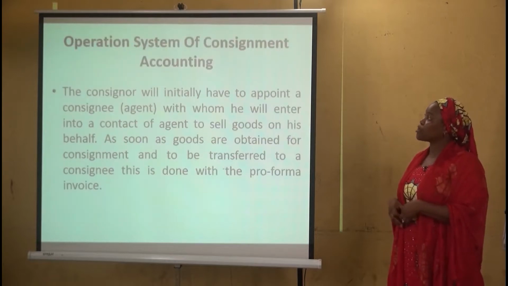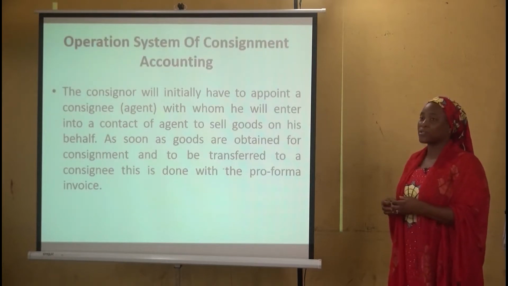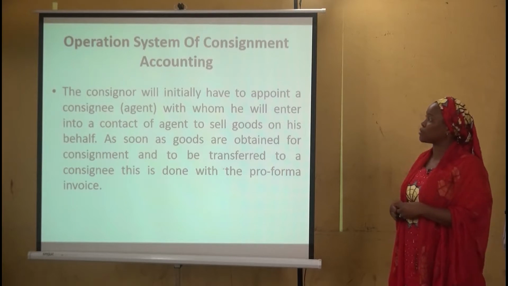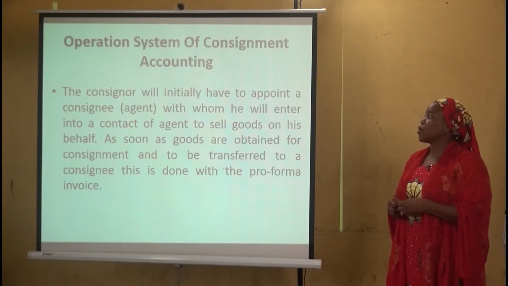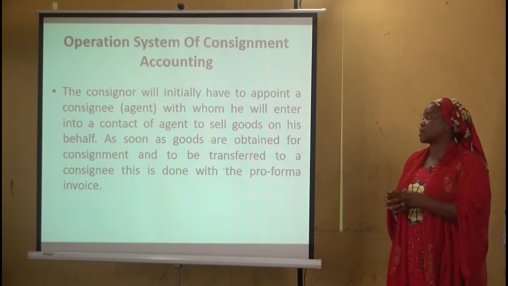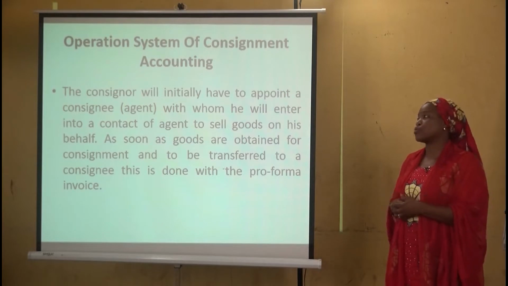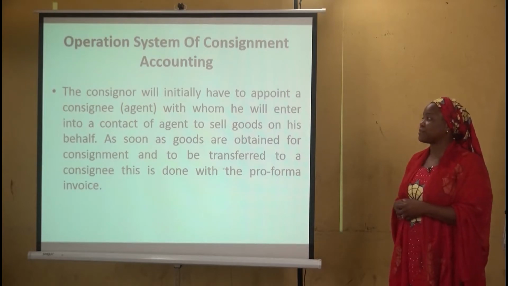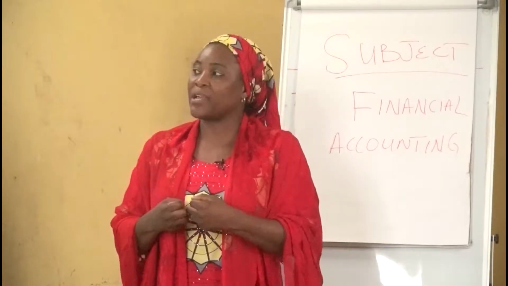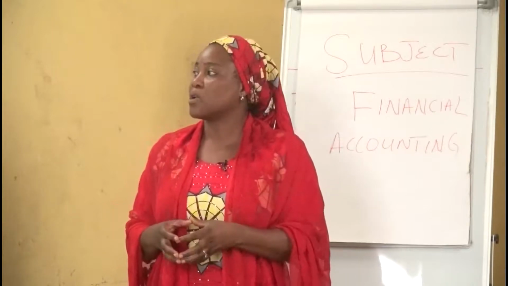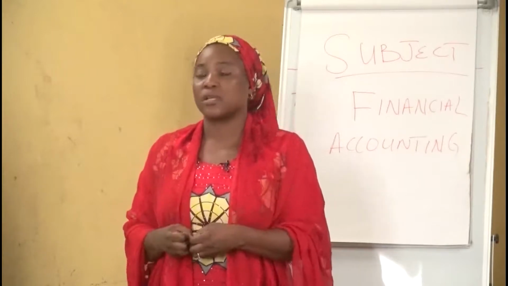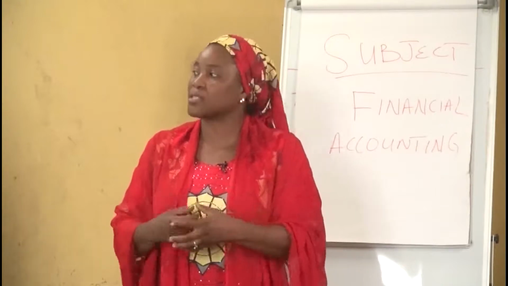Then we have the operation of consignment account. How is consignment account being operated upon? The consignor will initially have to appoint a consignee who is an agent with whom he will enter into a contract of agency to sell goods on his behalf. A consignor will appoint an agent, somebody that will agree to do this business with him, to sell his goods and refund back the proceeds.